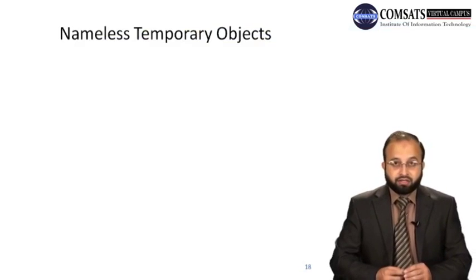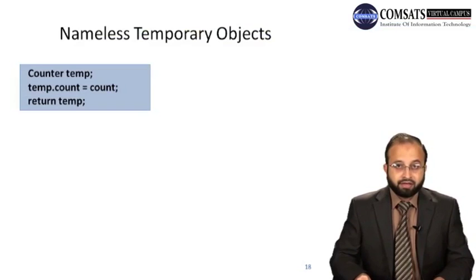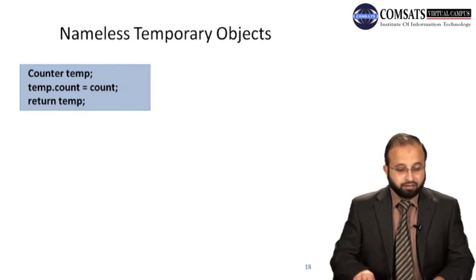Nameless temporary objects. In the previous example we created an object in the operator plus plus function, and that is this object with the name temp. We assign the value of the invoking object's private data member to that object and then return that object, and that will be assigned then to C2. So we can avoid this and we can have a nameless object and return that object, right?